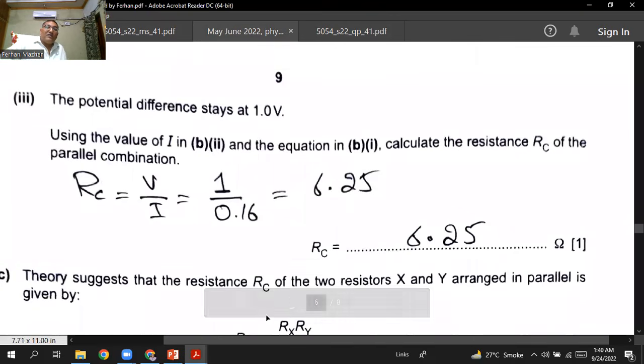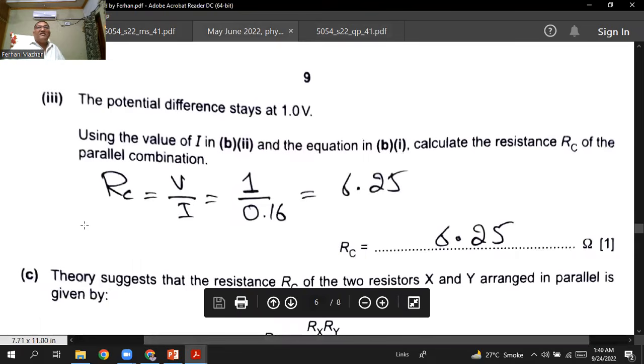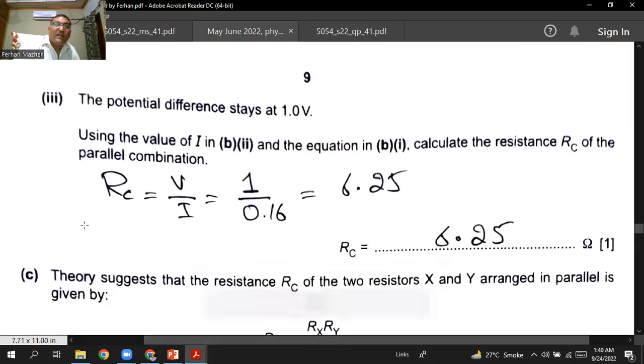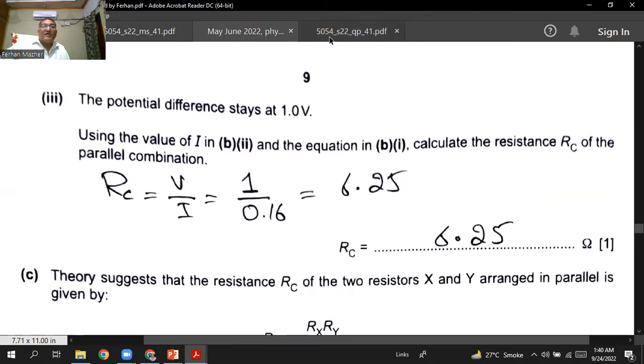So here we go, the resistance of the combination will be V by I. The voltage is 1 and the current is 0.16, so it will be 6.25. So the resistance is 6.25 ohm. So it will be 6.2 or 6.25. So our answer is right.